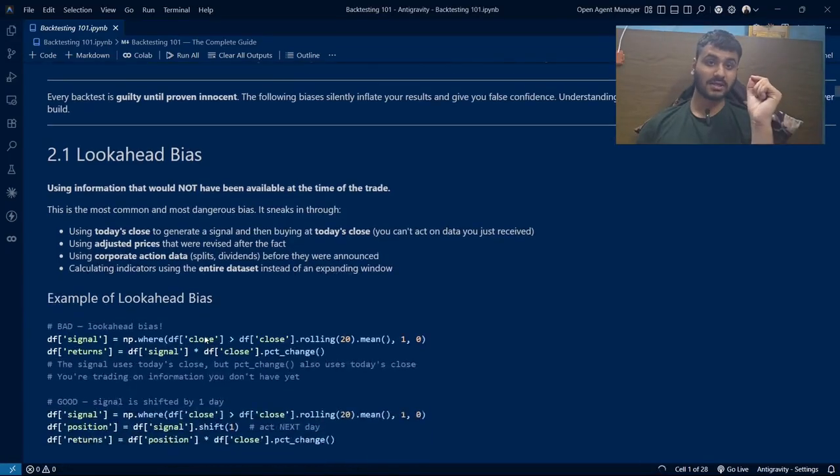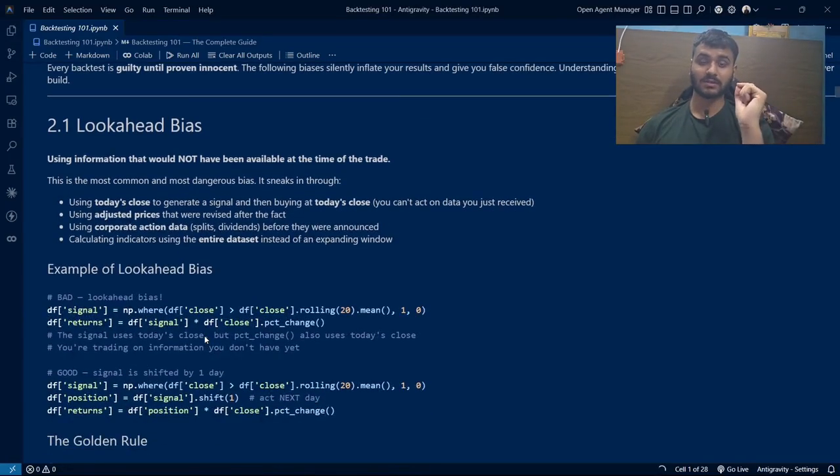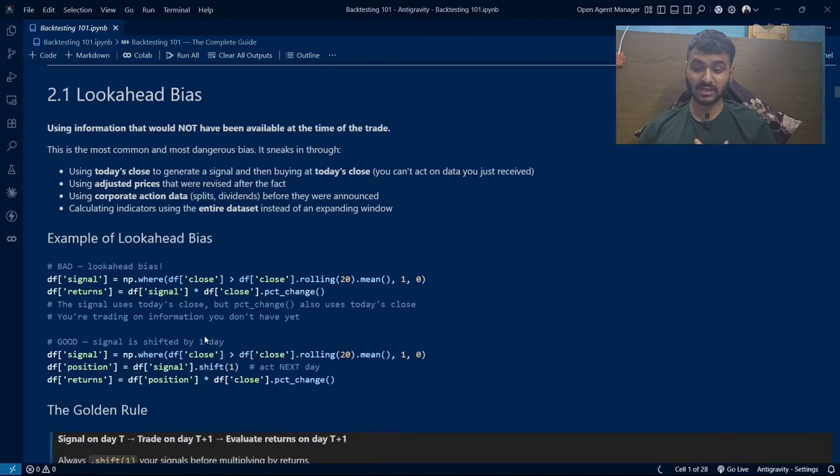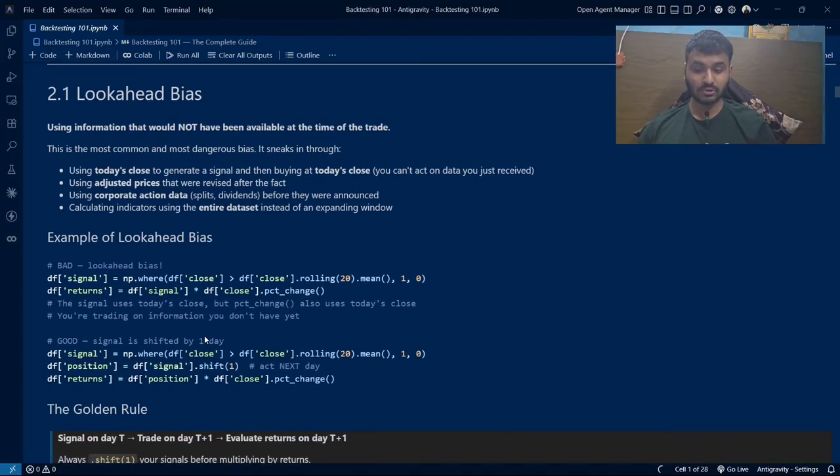Let's say your model is taking a trade in 2021. If your model has look ahead bias, it already knows what's actually going to happen in 2023, 2024. So that's look ahead bias. It's basically using today's close to generate a signal.